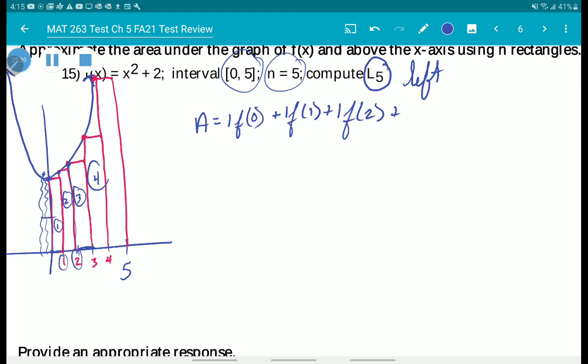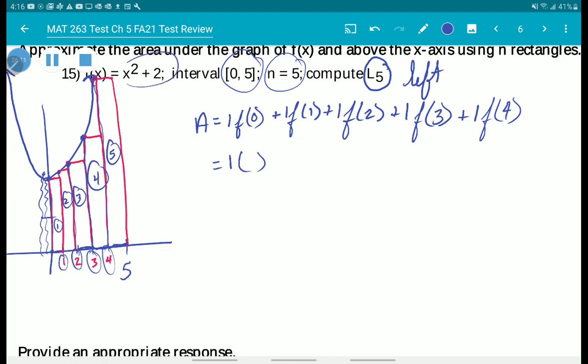Fourth rectangle, width of 1. Distance between 3 and 4 is 1. And I'm going to go up to the graph and figure out what the height is at 3. And then the last rectangle, rectangle 5, still has a width of 1. They're all going to have uniform widths with this method. But I'm going to use that value of 4 to figure out the height.